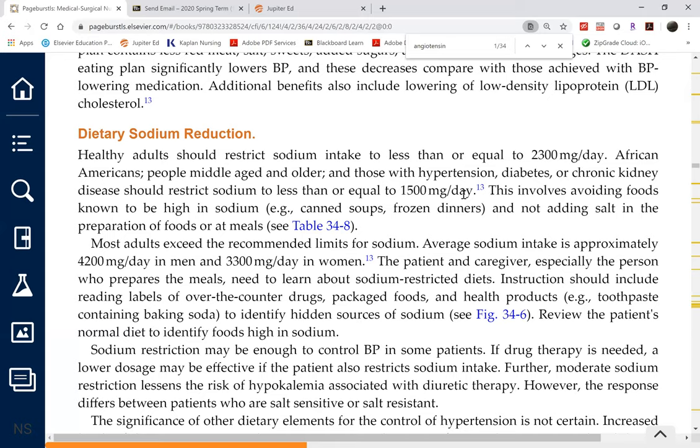Definitely no more canned things. You can have frozen vegetables, but not frozen dinner. It's a difference. Frozen dinners are the ready-to-cook things. Frozen vegetables, though, those are fast frozen, so there's nothing in it. So frozen vegetables are okay.